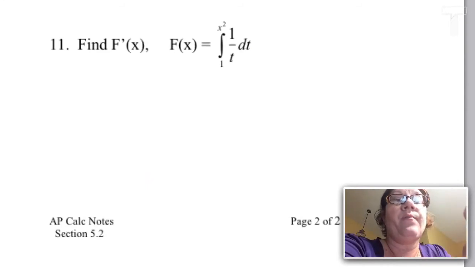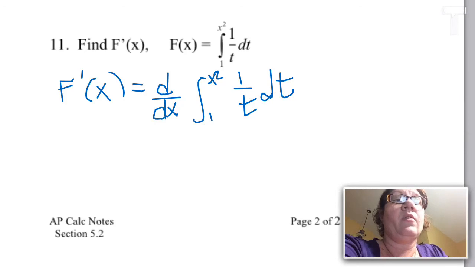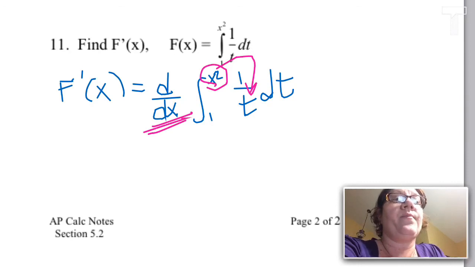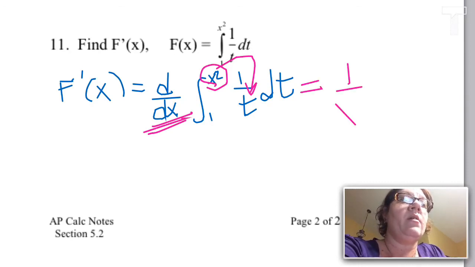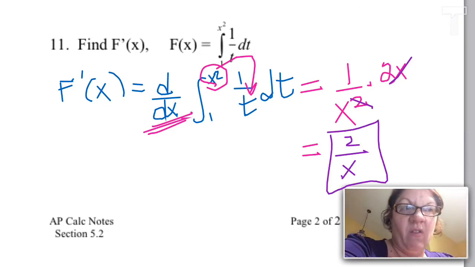And definitely not least, but last, number 11. So if I want to take the derivative, remember that left side will turn into capital F prime, and then I'm taking the derivative with respect to x. And remember, all I'm going to really do is plug this in and at the same time take the derivative with respect to x. So I'll have 1 over x squared times 2x. And I think some math magic happens on those. Cancel, cancel. So I get 2 over x. That's really kind of a review question.